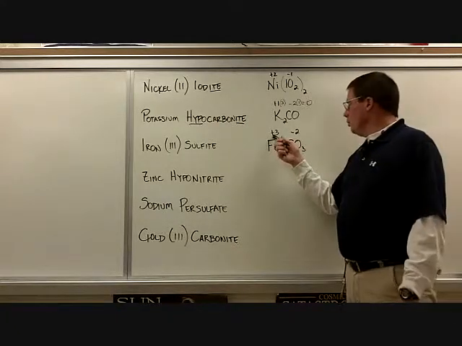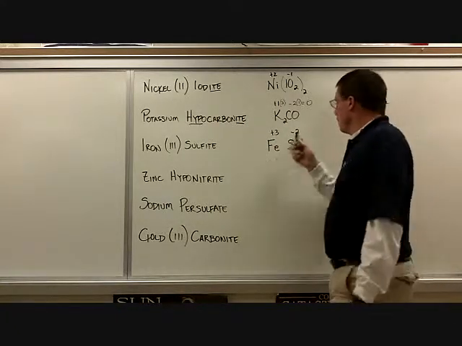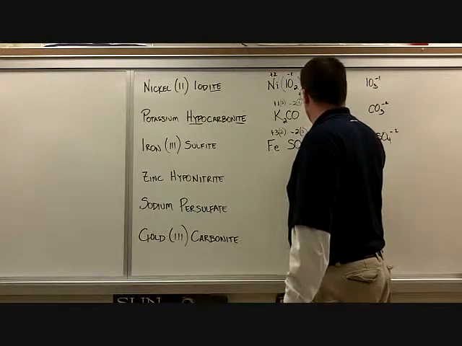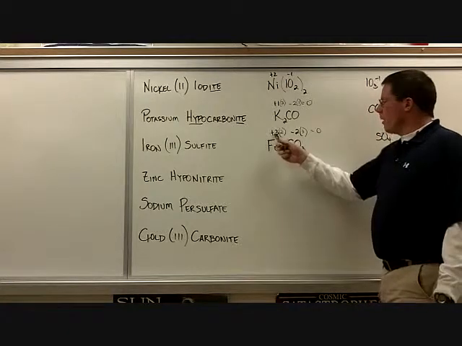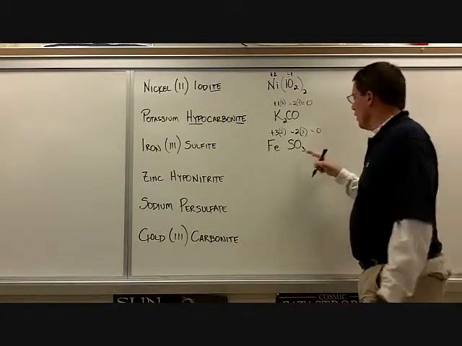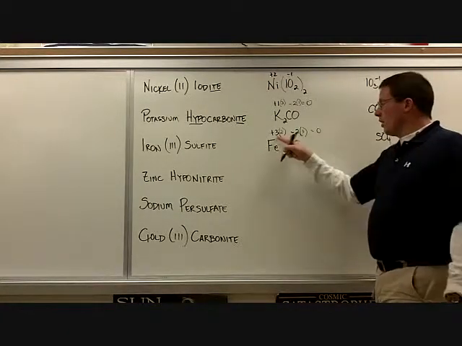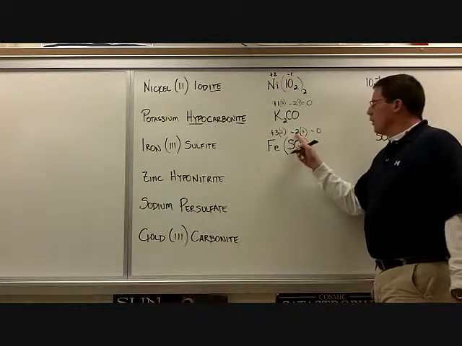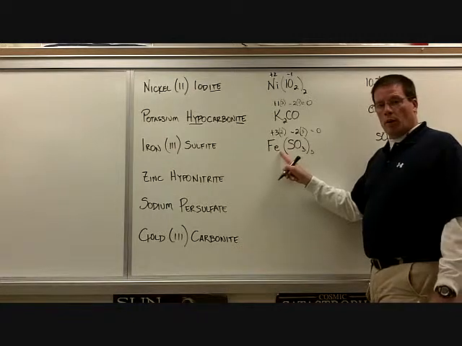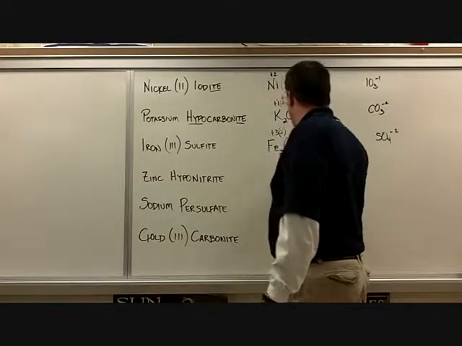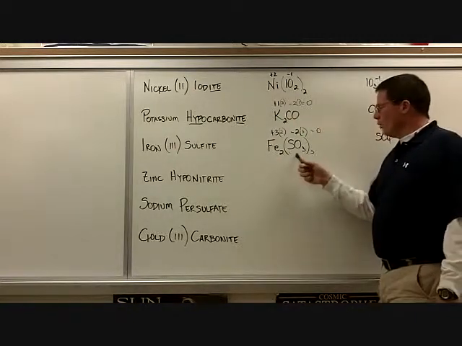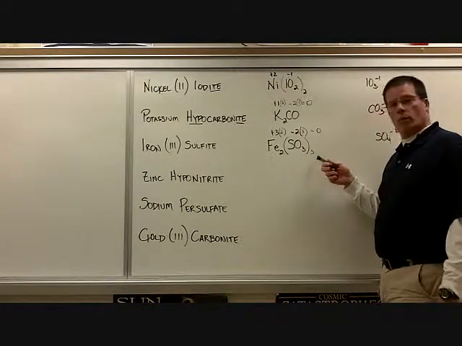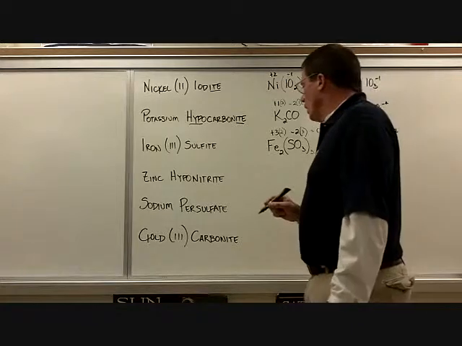So if I have a +3, now we get to really change them up. If I have a +3, that means I need 2 of those and 3 of those for this whole thing to equal 0. Or even better, if I have a 3 there, I need 3 down here. Now that 3 does not take care of that. We have to use parentheses and show that. And then the 2 here, again, we only put parentheses around the polyatomics. So Fe2 parentheses SO3 with 3 sulfites. That's a good one. I like that one.